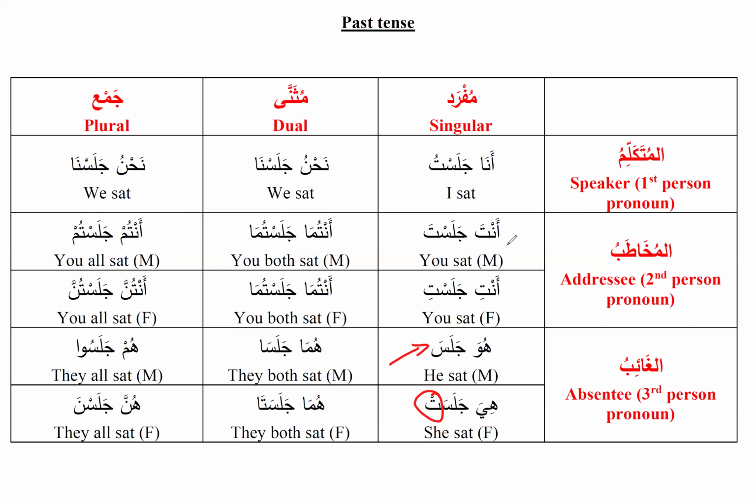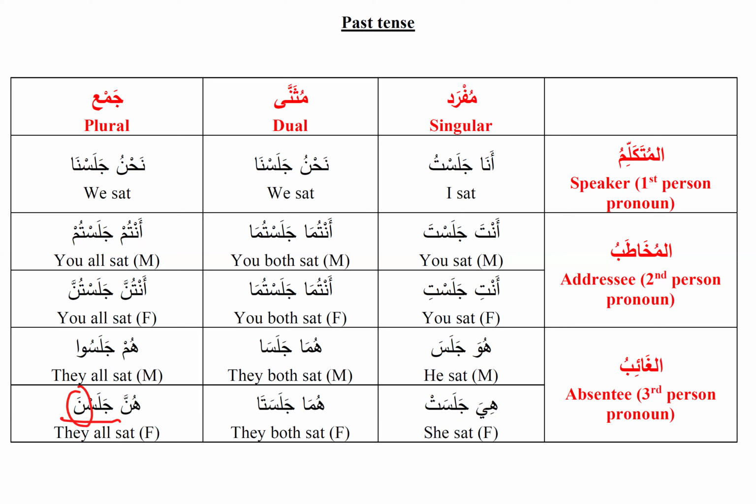And for they both, for dual, you add ta and alif. Jalasata, the ta and alif over here. And they all sat for female, you say jalasna. This is called noon in niswa. You add the noon at the end, jalasna.